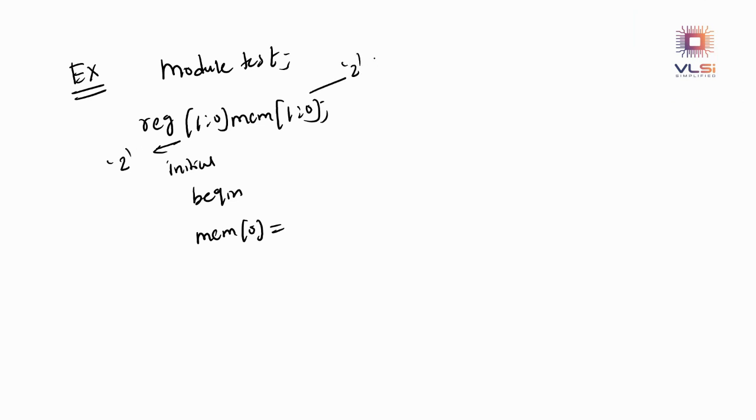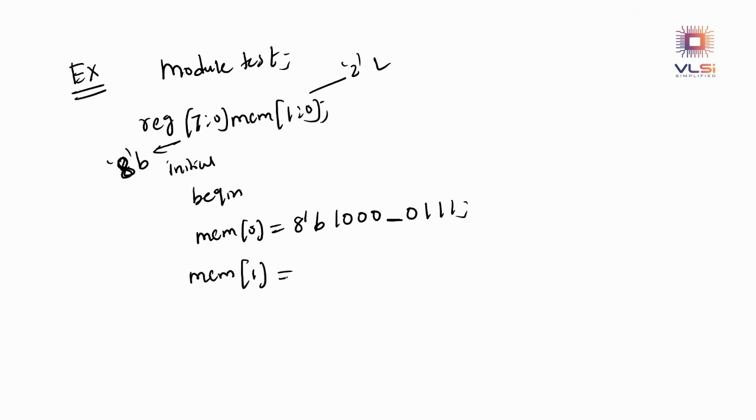How many bits are there, and how many locations are there? Two locations and two bits. So mem of 0 equals 8'b1000_0111, with bits 7 down to 0. Seven down to 0 means in total how many bits can you store in two locations? Eight bits. In order to separate the representation of these 4 bits, I'll use an underscore.